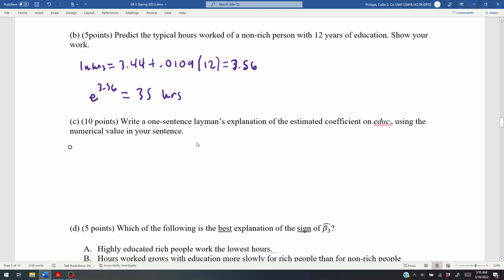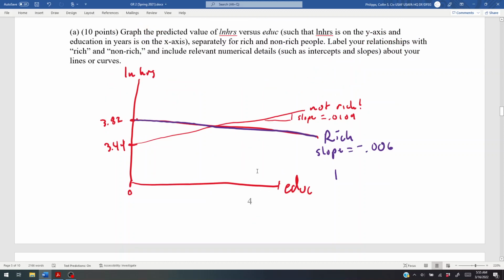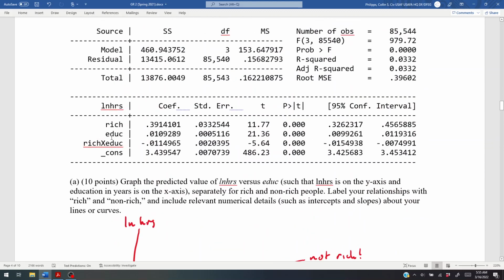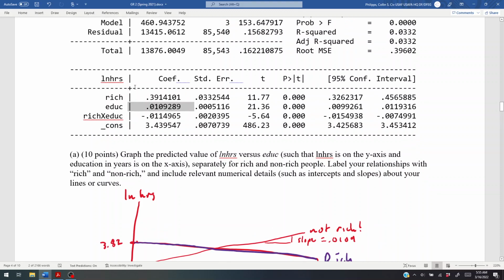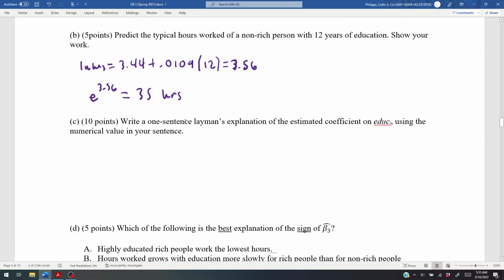Okay. Write a one-sentence layman's explanation of the estimated coefficient on education using the numerical value in your sentence. Oh, I know how to do this. Notice the marginal effect of education if you're rich involves this term. So I'll go ahead and interpret education as the marginal effect of education if you are not rich. A non-rich person, for each year of education, I predict to work about 1.09% more on average. Good?